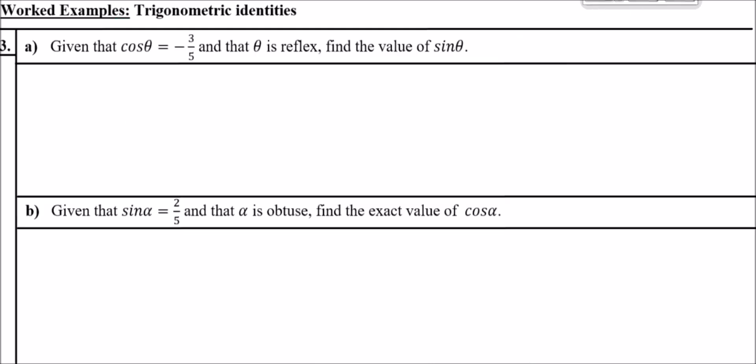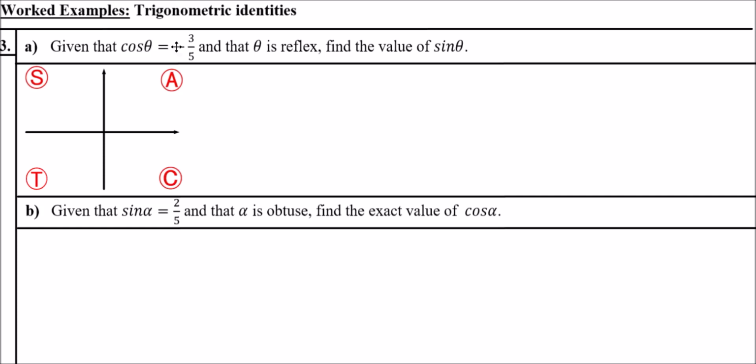For question 3, A and B, we can make use of the CAST diagram again. I'll show you how here. So we're told for 3A that given cos theta is minus 3/5 and that theta is reflex, find the value of sin theta. So first of all, let's just get this diagram up and ready. So here's a CAST diagram. We're told that cos theta is negative. It's got a negative, minus 0.6 value.